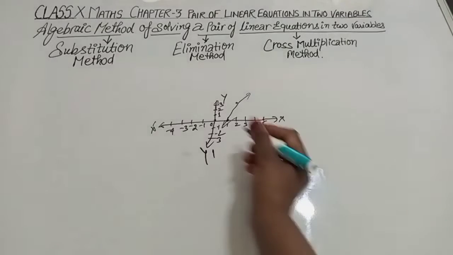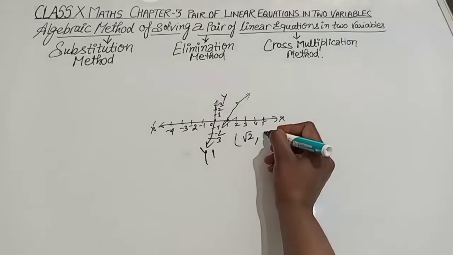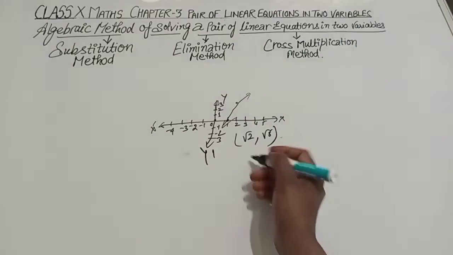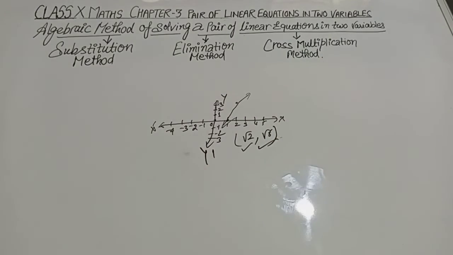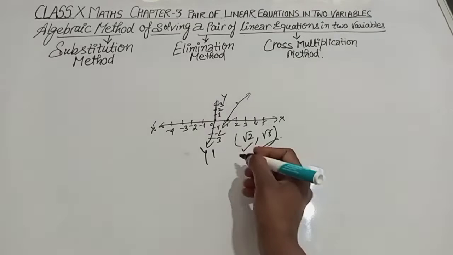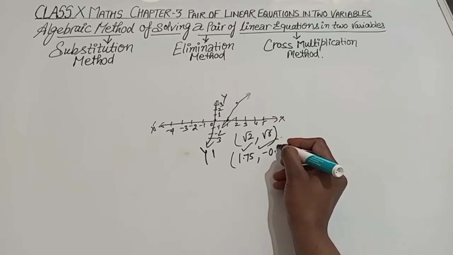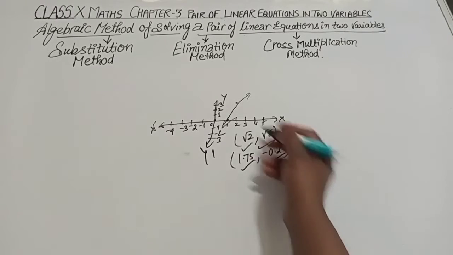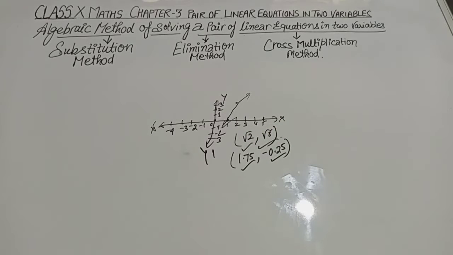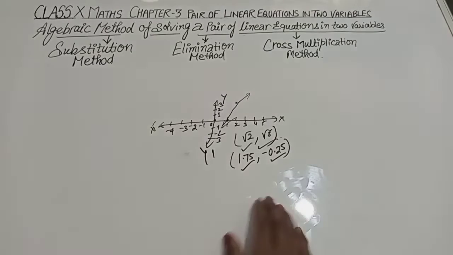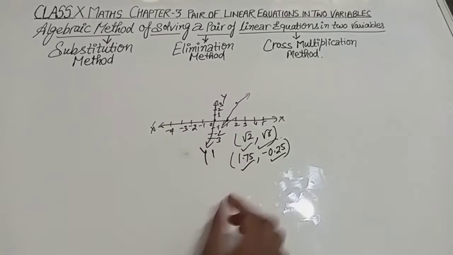but when we get a solution like root 2 as x and root 5 as y, these are the types of coordinates we get. So how could you express them in a graphical method? It is very difficult to represent them graphically. And if we get 1.75 and -0.25, you can draw it in a graph, but it is difficult to get an exact solution. It is only an approximate solution that you will get in a graph.